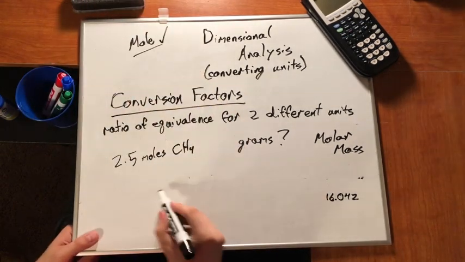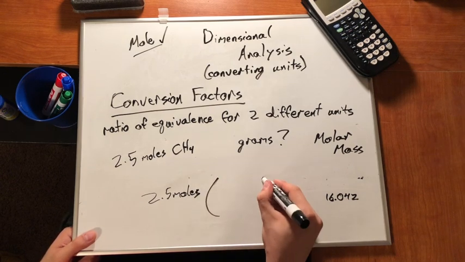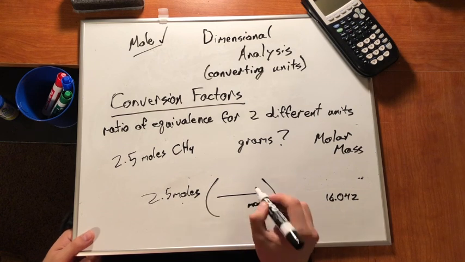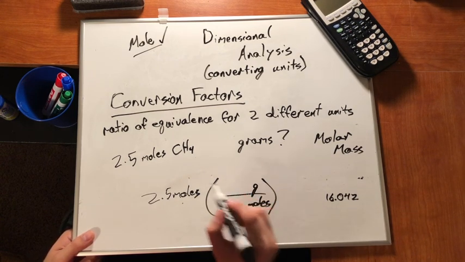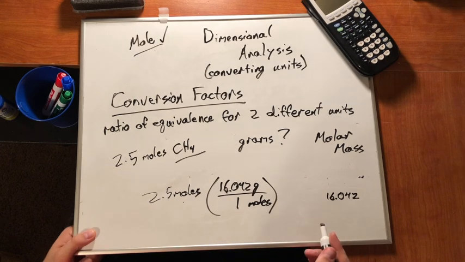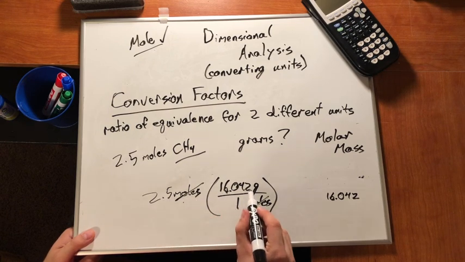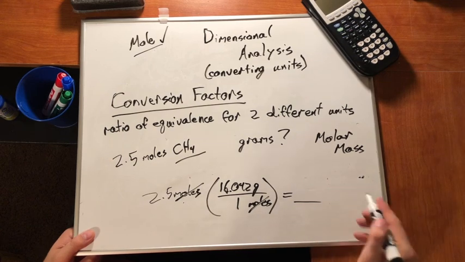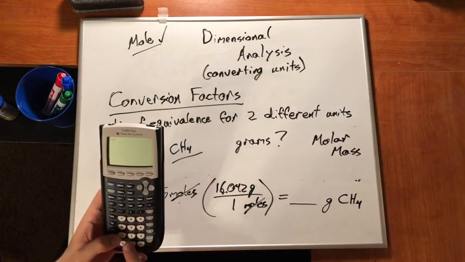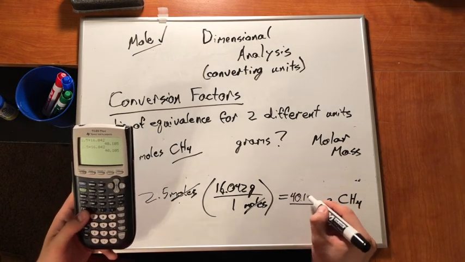And I can see that. So 2.5 moles. My conversion factor is the molar mass. I want moles on the bottom, right? So I can cancel out here. And then I want grams on top. So I know that the molar mass of methane is 16.042 grams per mole. Okay, and so then it just becomes moles canceling out. 2.5 times 16.042 divided by 1 will give me my grams of methane. 2.5 times 16.042, and that gives me 40.105.